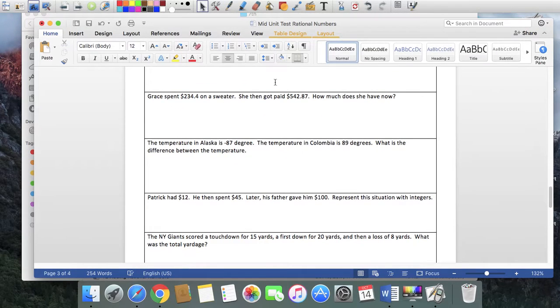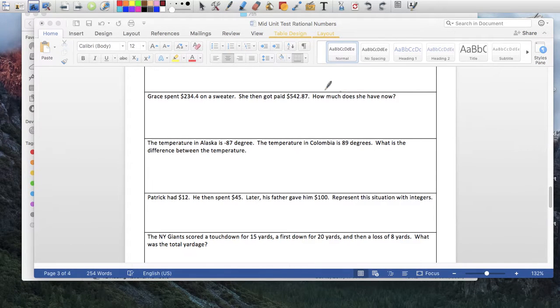Grace spent $234 on a sweater. She then got paid $524. How much does she have now? Well, it's a good thing. So she obviously has a little bit left over, right? So how much does she have? So you're going to have to do 542.